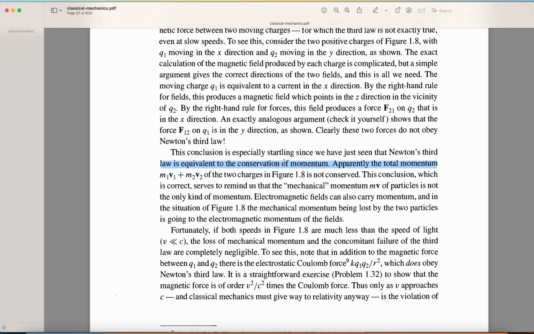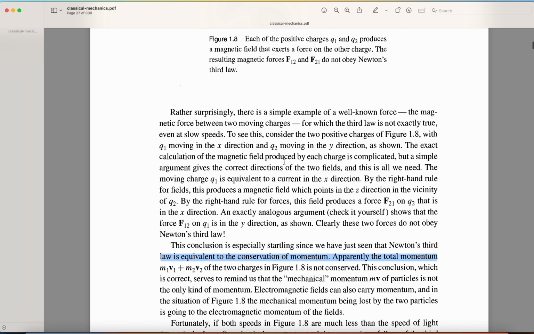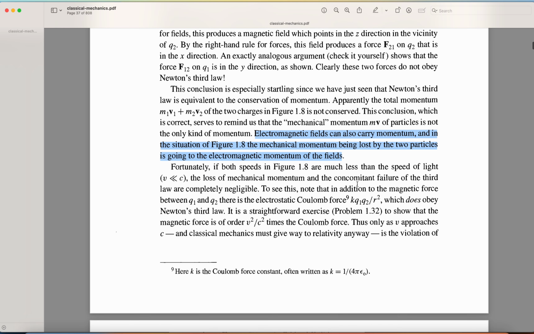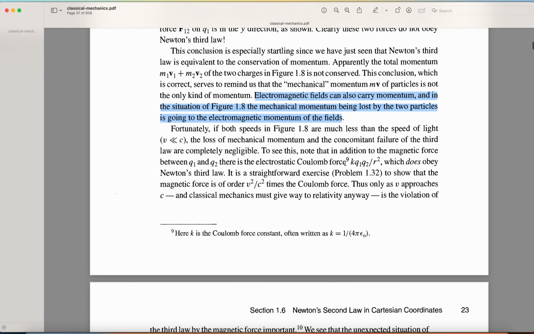So when you're talking about this magnetic force, the momentum is not conserved. The mechanical momentum, the velocity purely driven by mechanics, is not all there is. The electromagnetic field also carries momentum. The mechanical momentum being lost by the two particles is going to the electromagnetic momentum of the field. Okay, yeah.